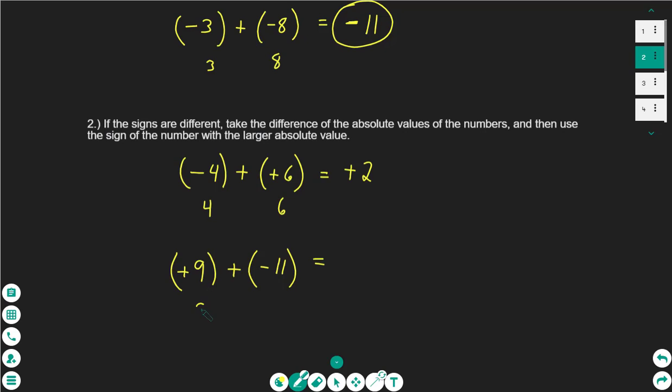Well, the absolute value of 9 is 9. The absolute value of negative 11 is 11. So the 11 is the stronger one. So we're going to use his sign. His sign is the minus sign, the negative sign. So that's the sign we're going to use in our answer.